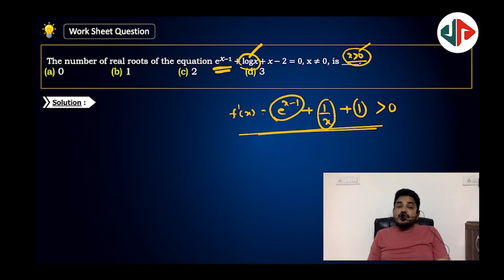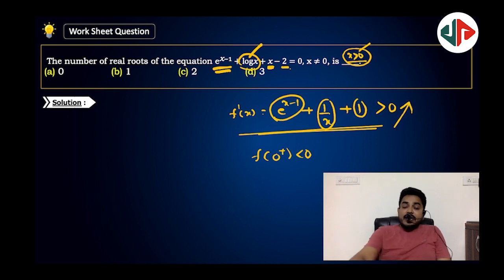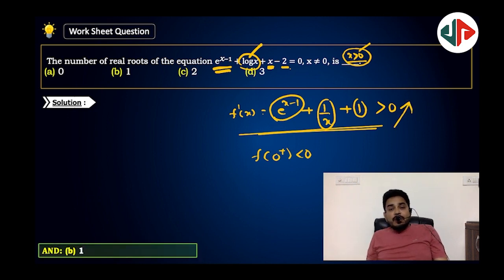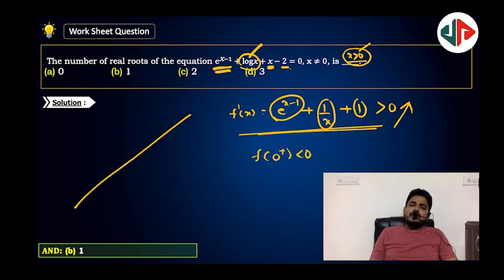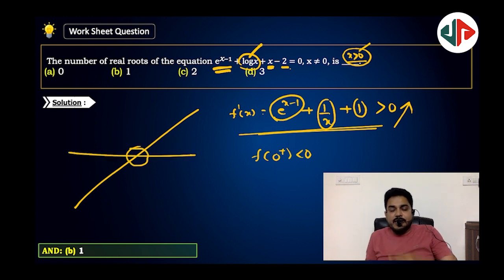At x equal to 0, this is a large negative number. This is a positive number only, and it is almost minus 2. So f of 0 plus e is negative and the function is strictly increasing, so you will have only one real root. You are starting at minus infinity going to infinity, so you have to cross the x-axis.